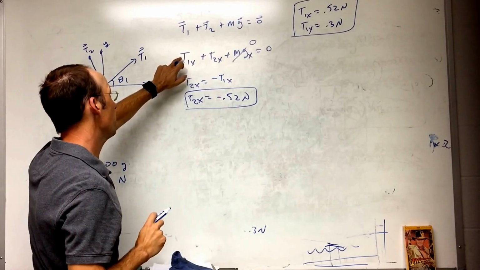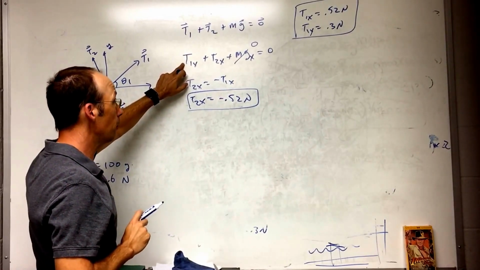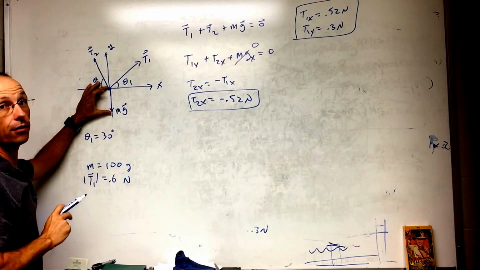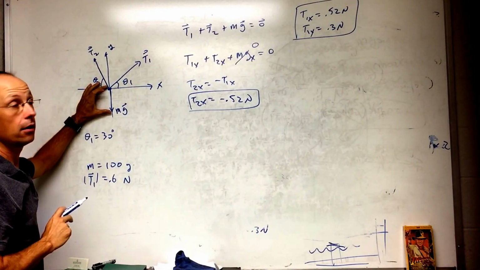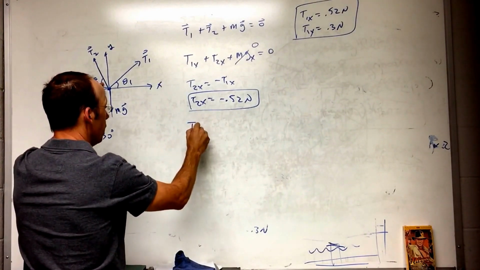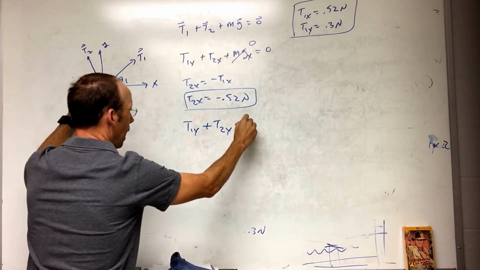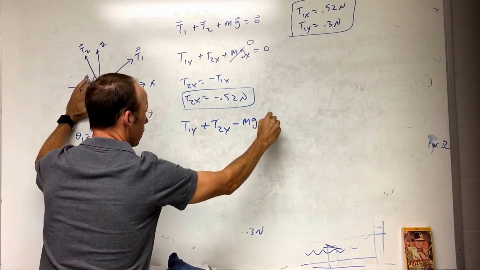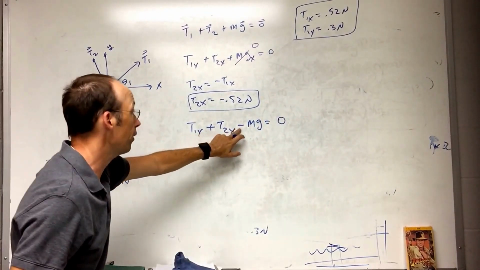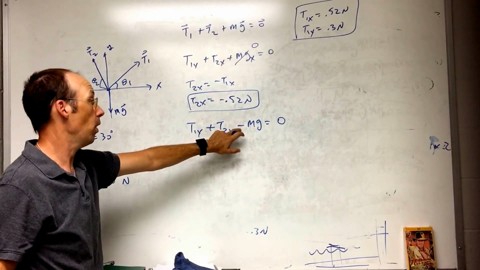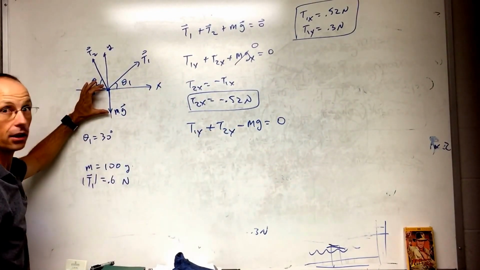Now I can do the same thing for the y direction. So in the y direction, if I write the equivalent y component, you can see now I do have mg all in the negative y direction. So I'm going to write this as T1y plus T2y minus mg equals 0. So now that's where that minus sign comes into play. Because now I'm not dealing with the vector. I have the y component. And gravity is just in the y direction.